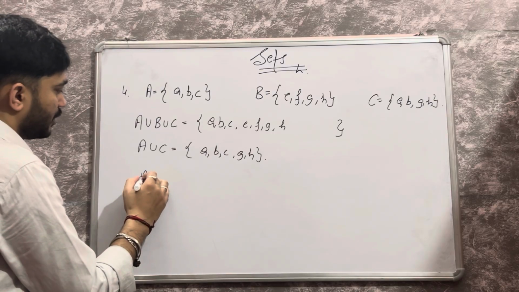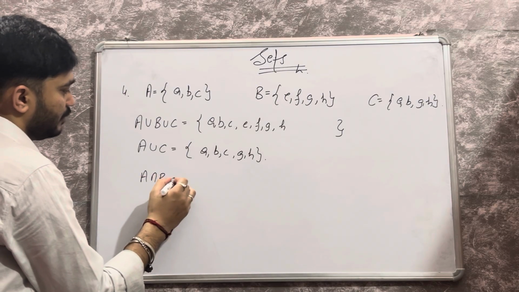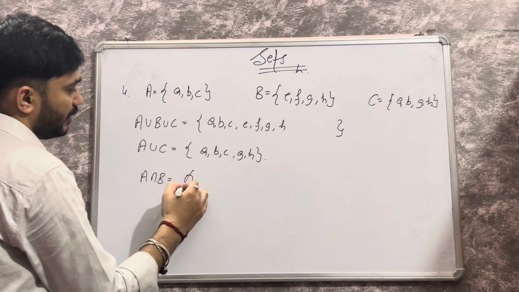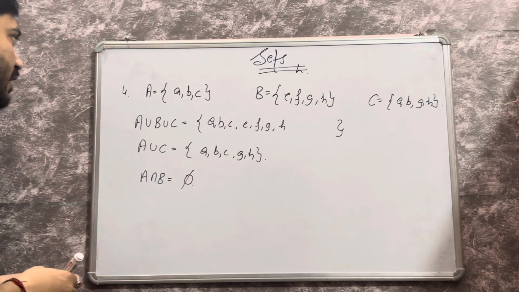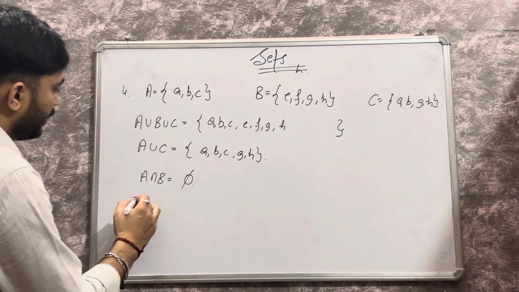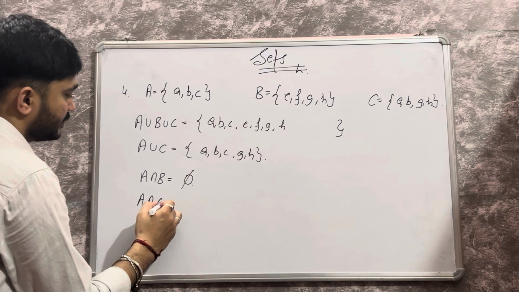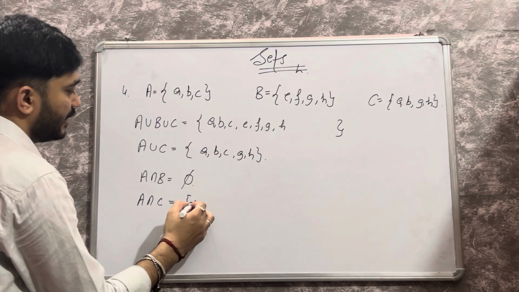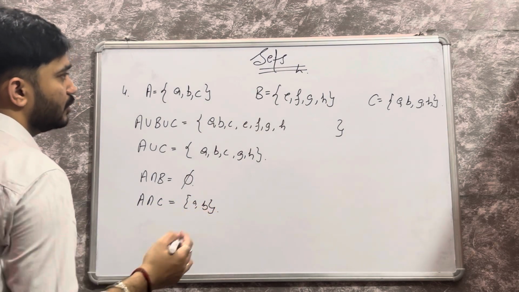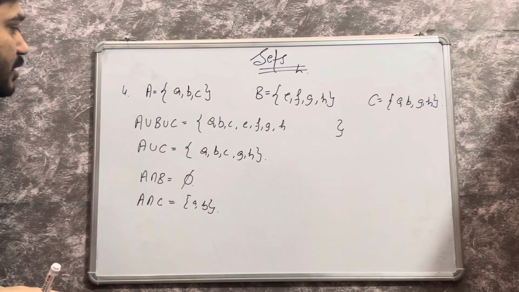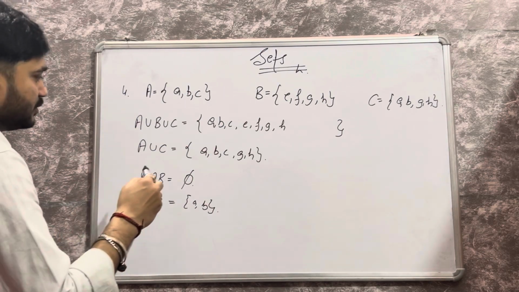If we have to take the intersection of A and B, we will be left with the empty set because there is no common element between them. If we have to take the intersection of A and C, then we will have a, b because these are the only two common elements between them. Any doubt? So here we see a special case.